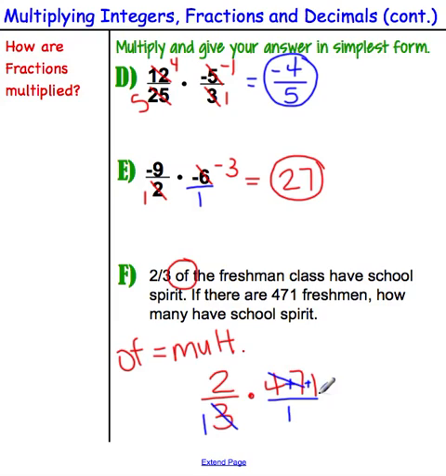And 471 divided by 3, 3 goes into 4 once with 1 left over. 3 goes into 17 5 times with 2 left over. And 3 goes into 21 7 times. So we now have 157 times 2. Well, 7 times 2 is 14. Carry the 1. 5 times 2 is 10, plus 1 is 11. Carry the 1. And 1 times 2 is 2 plus 1 is 3. So we have 314 freshmen.